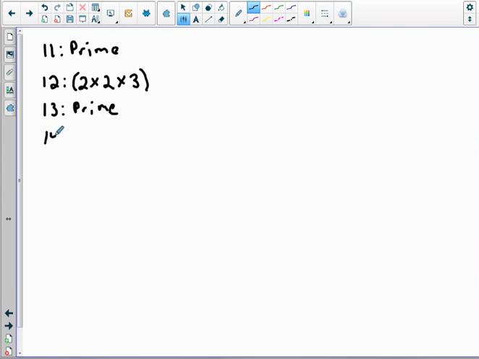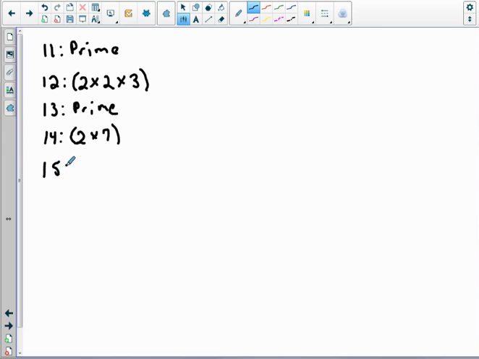Next number up is 14. I know it's even, so I know 2 is going to be one of the factors. And 3 doesn't go, 5 doesn't go, but you know what does go? 7. There we go, 2 times 7, unique set of prime factors for 14.